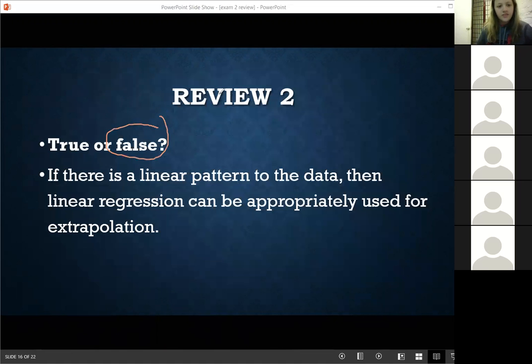So just because the pattern is linear for the range of the data that we observed doesn't mean that that linear pattern still exists. So you want to make sure that you realize that even though we see something in the data that we have, it doesn't mean that we can go ahead and make conclusions about data outside of that, because that doesn't mean that that same trend is going to hold true there. So our answer would be false.